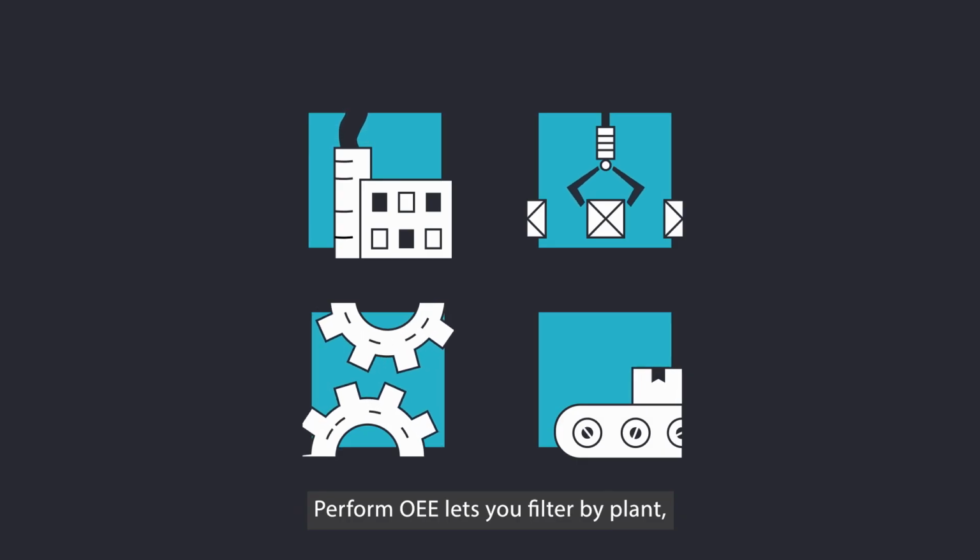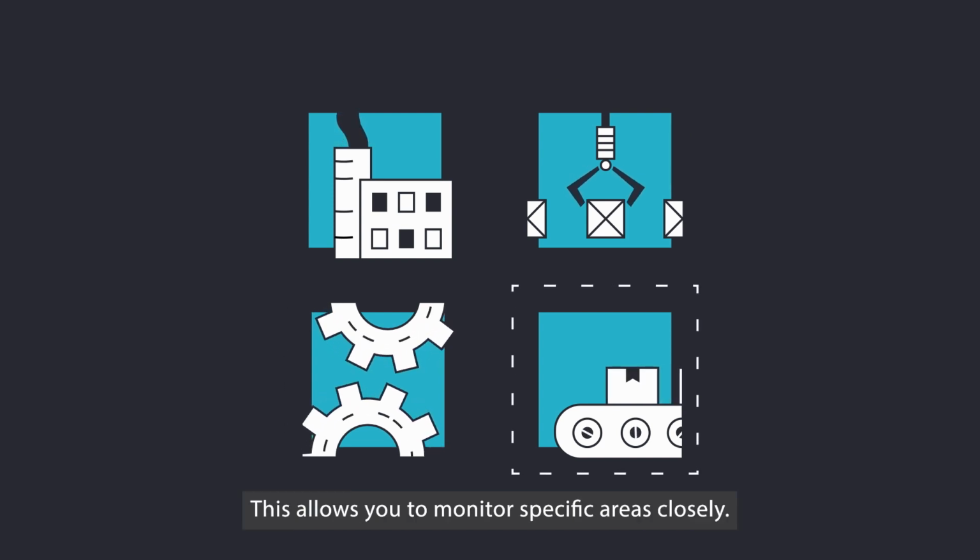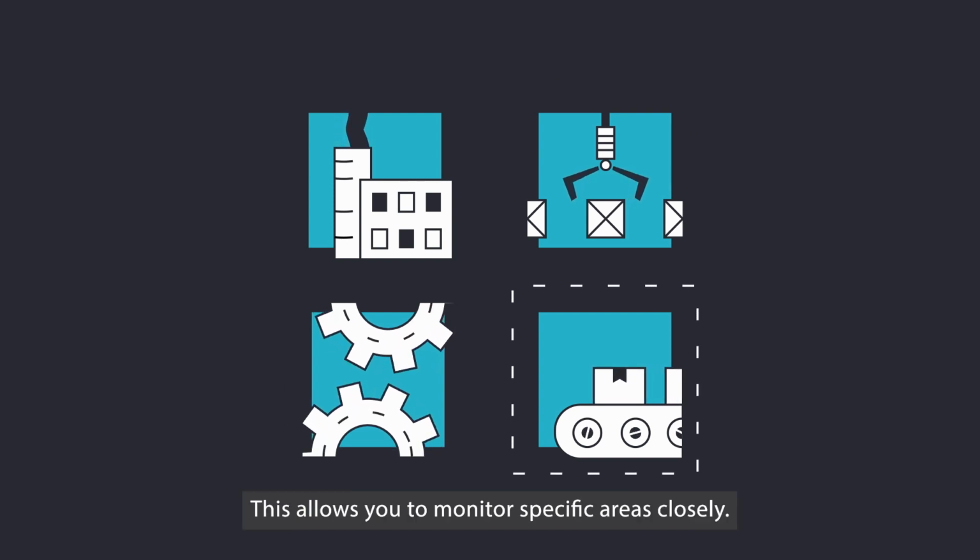PerformOEE lets you filter by plant, facility, area, or work center. This allows you to monitor specific areas closely.